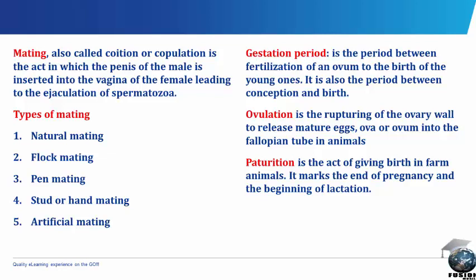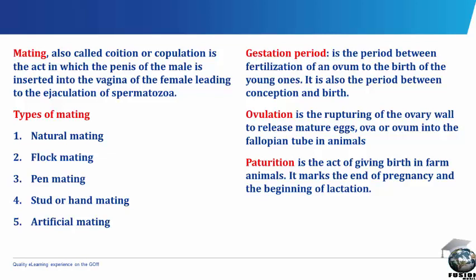Now the second type of mating, that is the artificial mating. This is called artificial insemination, whereby sperm is collected from the male animal with desirable characters. This we can find in breeding. In breeding, you select desirable characters. When you get the male animal with desirable character, you collect the sperm from the male animal and introduce it into the vagina of the female animal that is on heat.